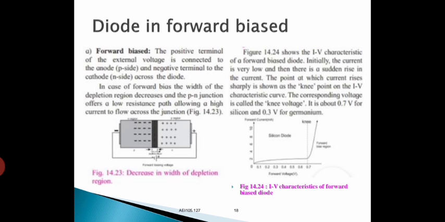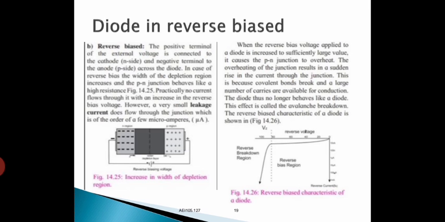Now, we discuss the working in this case. Figure 14.24 shows the IV characteristics of forward bias diode. Initially, the current is very low and then there is a sudden rise in the current. The point at which current rises sharply is shown as a knee point in the IV characteristic curve. The corresponding voltage is called knee voltage. It is about 0.7 volt for silicon and 0.3 volt for germanium.